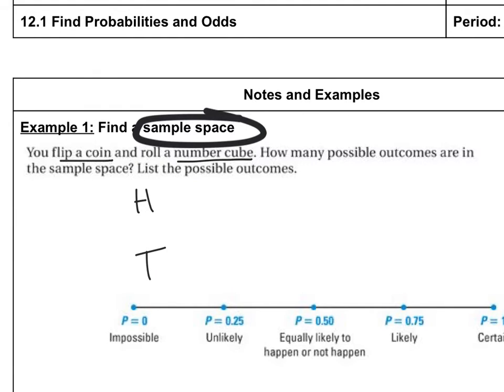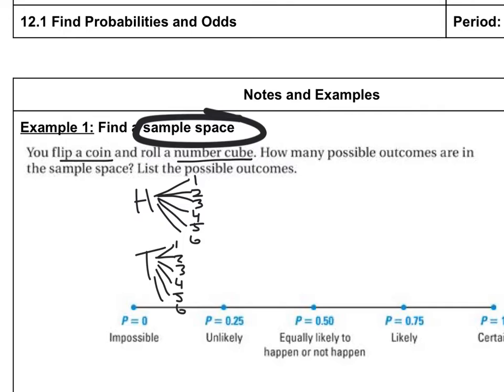Then you roll a number cube. In case you don't know what a number cube is, it's like a dice. So when you roll it, you have how many options? You have 6. So we're going to try and fit all those here. So 1, 2, 3, 4, 5, 6. And 1, 2, 3, 4, 5, 6. So we would kind of draw little arrows out to all of them.